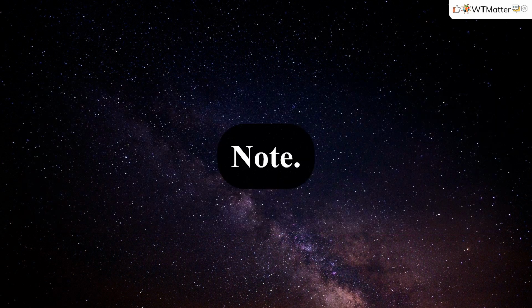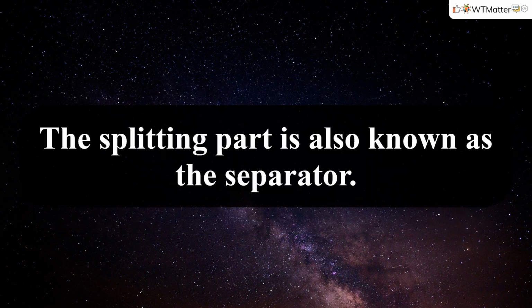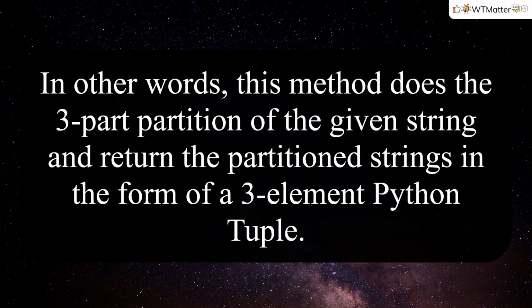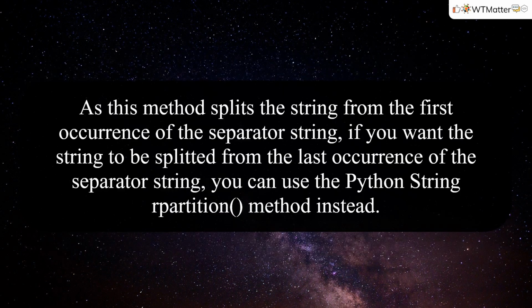Note: the splitting part is also known as the separator. In other words, this method does the 3-part partition of the given string and returns the partitioned strings in the form of a 3-element Python tuple. As this method splits the string from the first occurrence of the separator string, if you want the string to be split from the last occurrence of the separator string, you can use the Python string rpartition method instead.